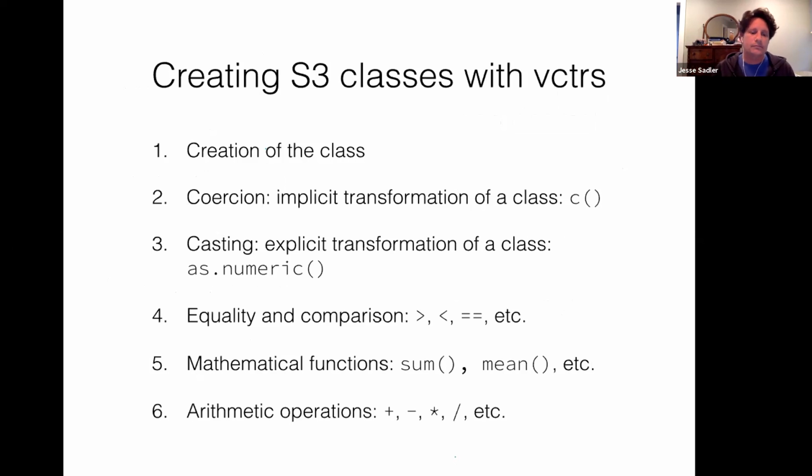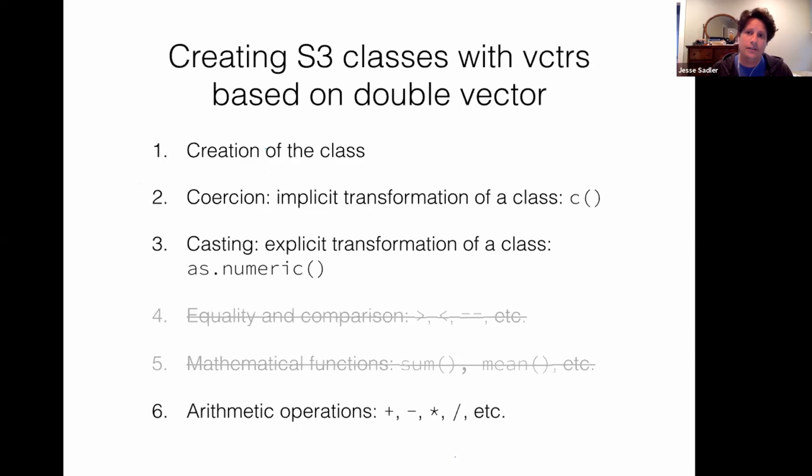So what we want is the ability to create these classes, and with the vctrs package, there's a clear way to do this. I've broken it into 6 different steps, and I'm not going to be able to go through all these steps today, but it gives you an idea of the different things to do. Create the class, coercion and casting. I'll be focusing on these first 3, and then equality and comparison, mathematical functions, and arithmetic operations. If your class is based on the double vector, like our debdecimal, then you don't have to do numbers 4 and 5. You get those for free.